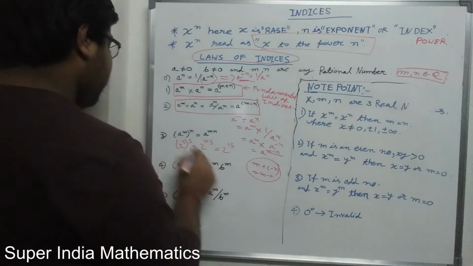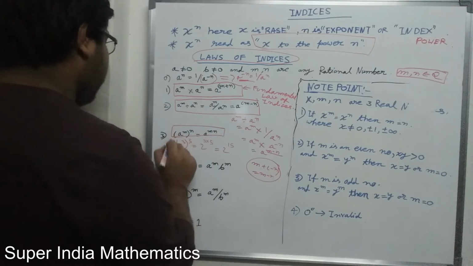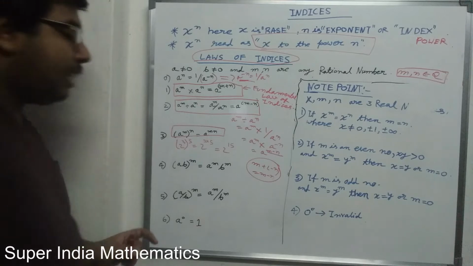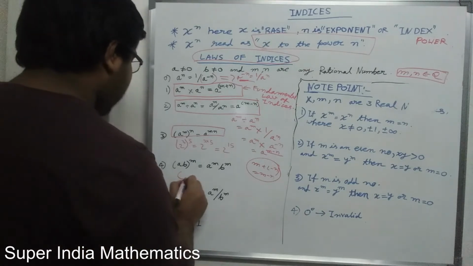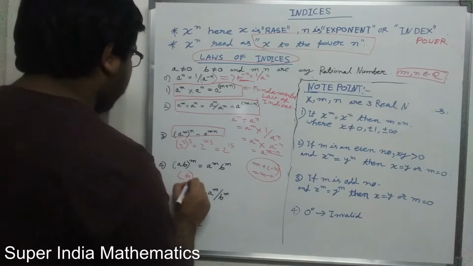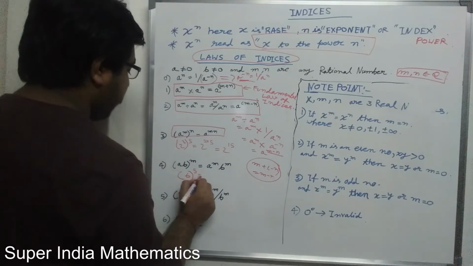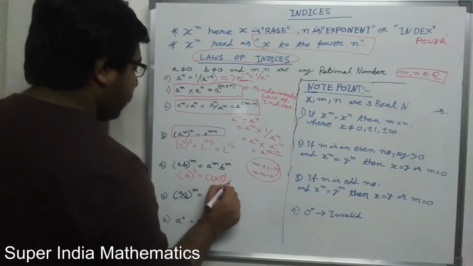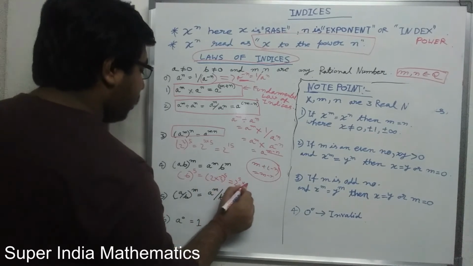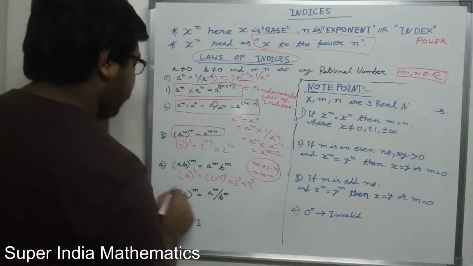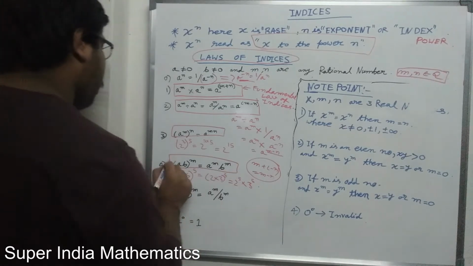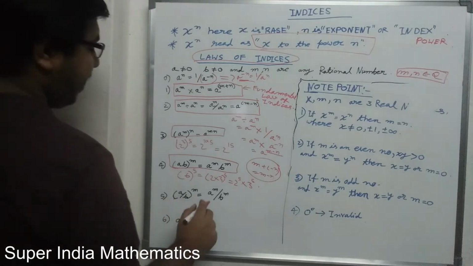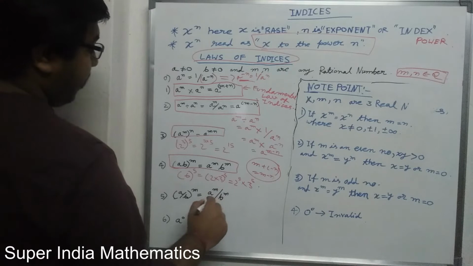The next law, this is the third law, is ab whole to the power m equals a to the power m into b to the power m. That means 6 to the power 5 equals 2 into 3 whole to the power 5 equals 2 to the power 5 into 3 to the power 5. This is the fourth law of indices. The fifth law is a by b whole to the power m equals a to the power m divided by b to the power m.